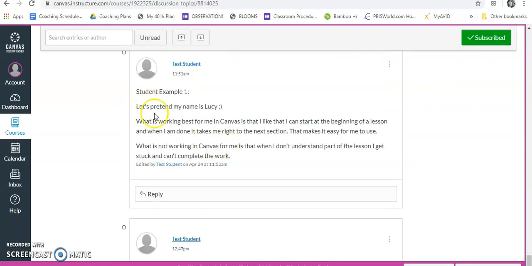So this is another example. So let's pretend this person is named Lucy. She says, what's working best for me in Canvas is I like that I can start working at the beginning of a lesson, and when I'm done, it takes me right to the next section. This makes it easy for me to use. What's not working for her in Canvas is that when I don't understand part of the lesson, I get stuck and can't complete the work. So that must be really frustrating. So what we would do is we would think to ourselves, what kind of advice could I give Lucy?